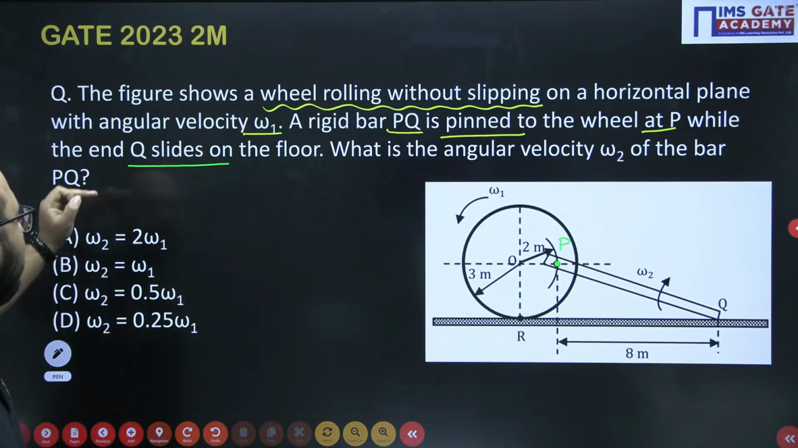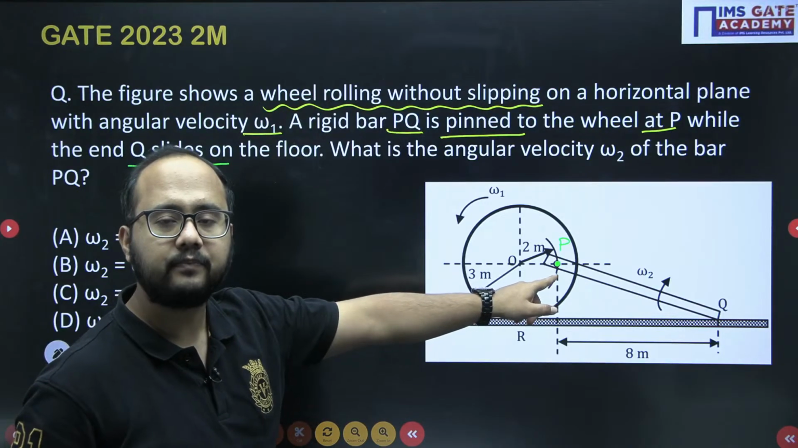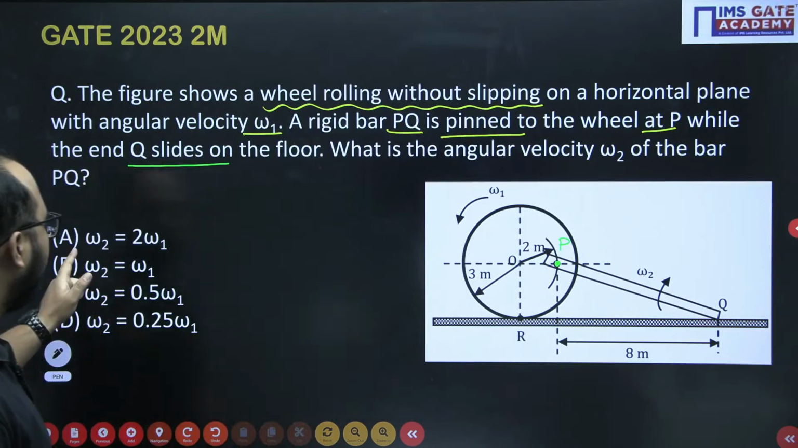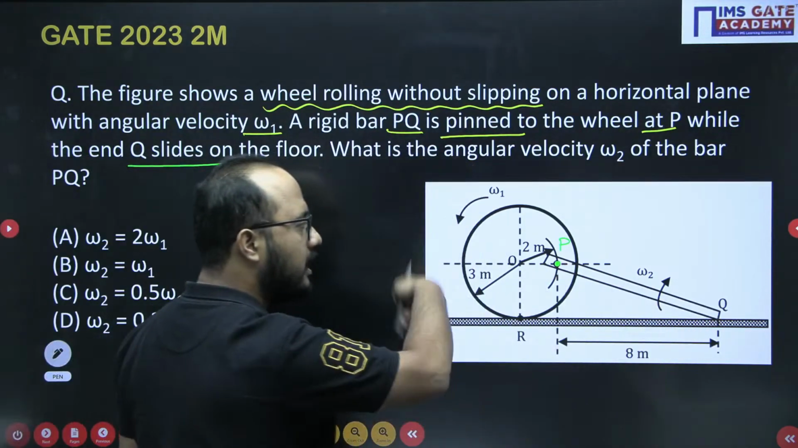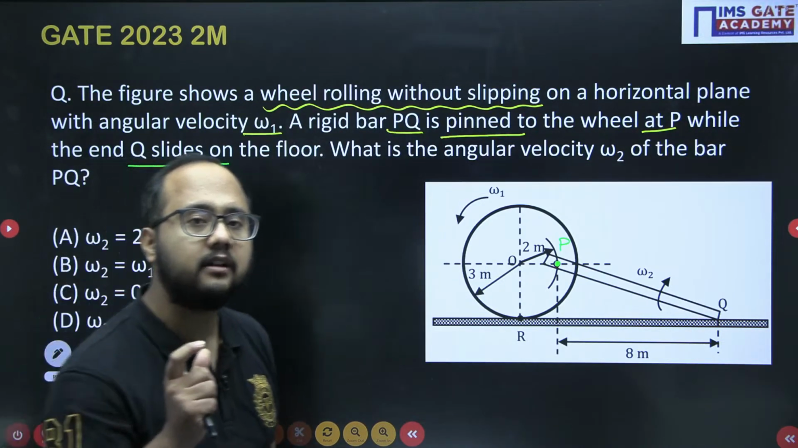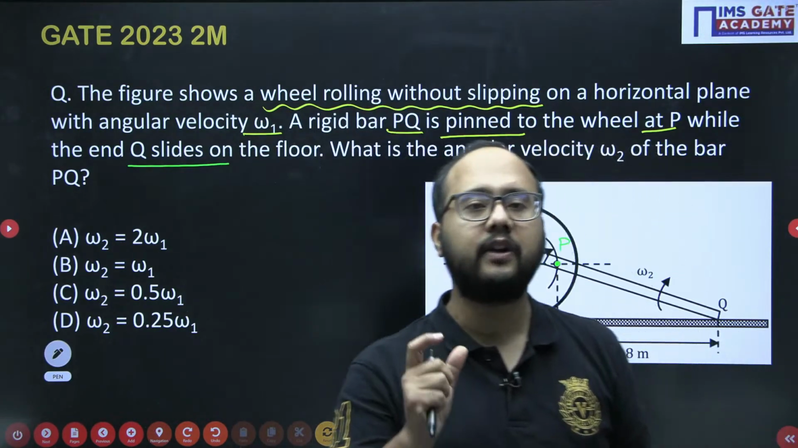The angular velocity of the rod is omega 2. There is a relation between omega 2 and omega 1. Omega 2 is the angular velocity of the rod and omega 1 is the angular velocity of the disc. We need to identify the relation, right? Clear, everyone? So that relation we need to identify.